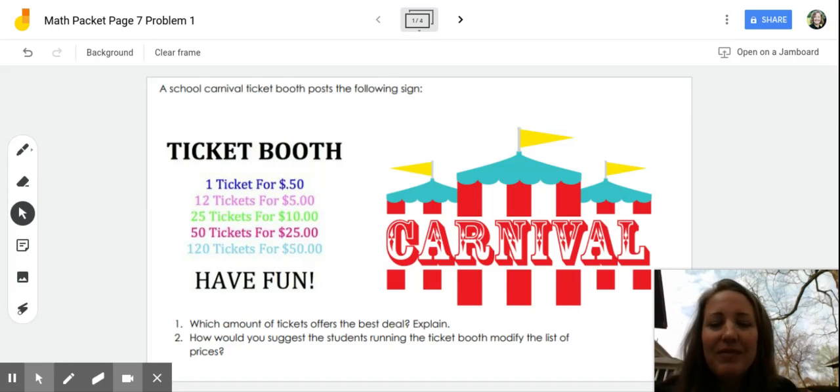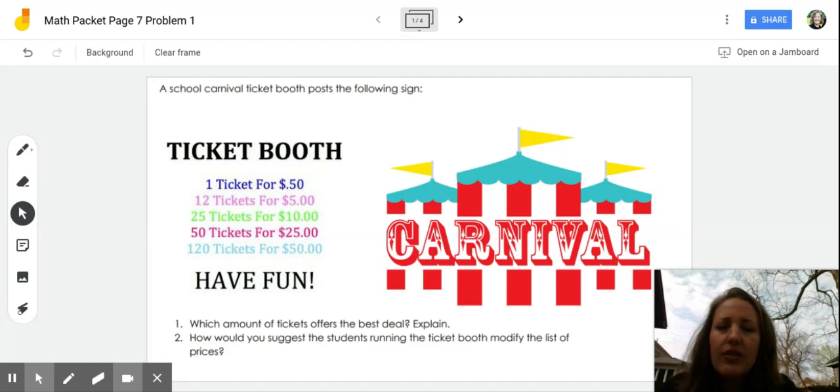In this problem, we have a carnival, a school carnival, aren't those fun, by the way? I love those school carnivals. I like the duck one, where you pick up the duck and look underneath. Those are fun.